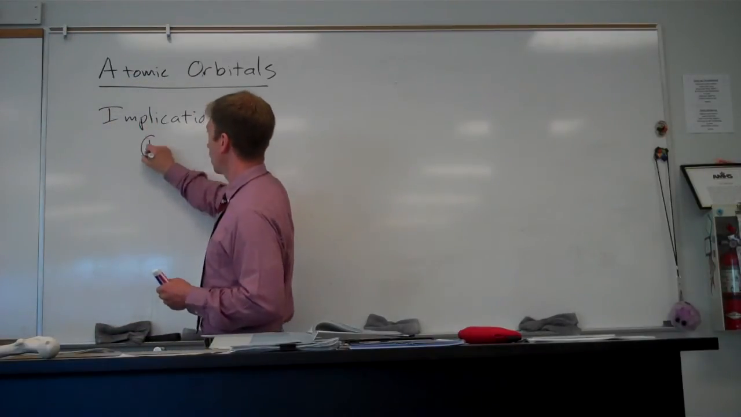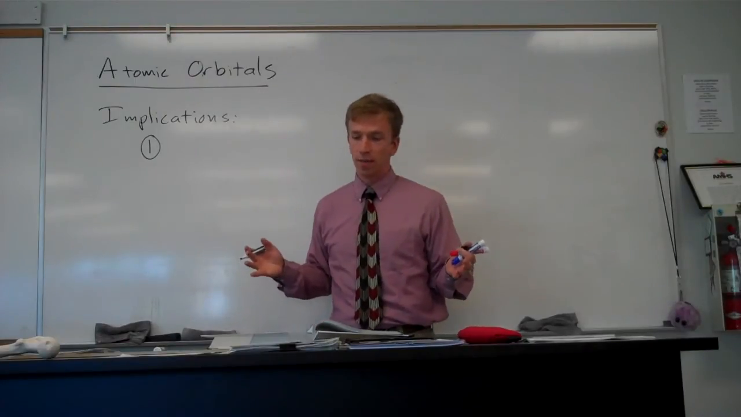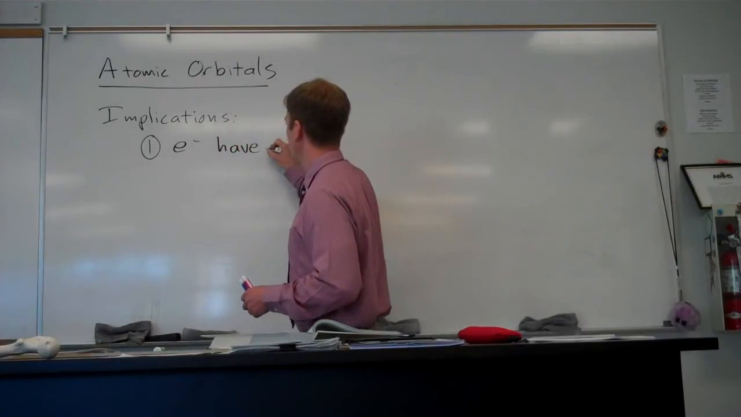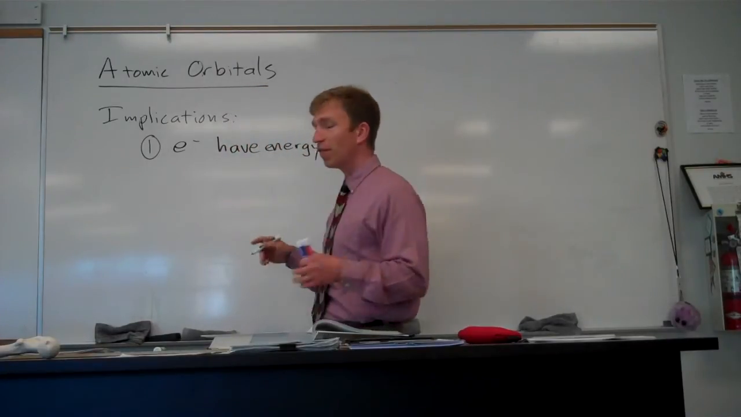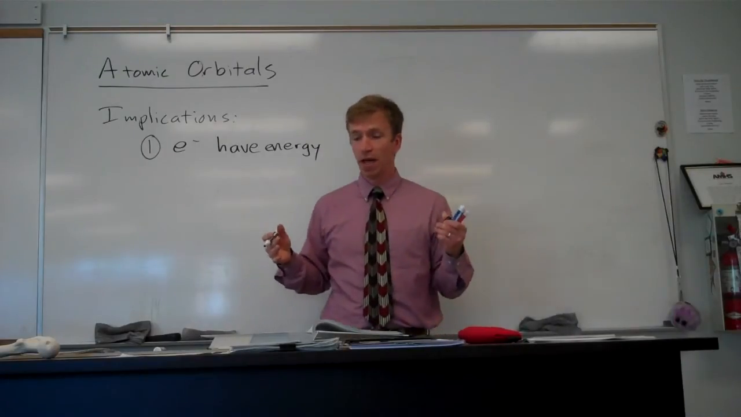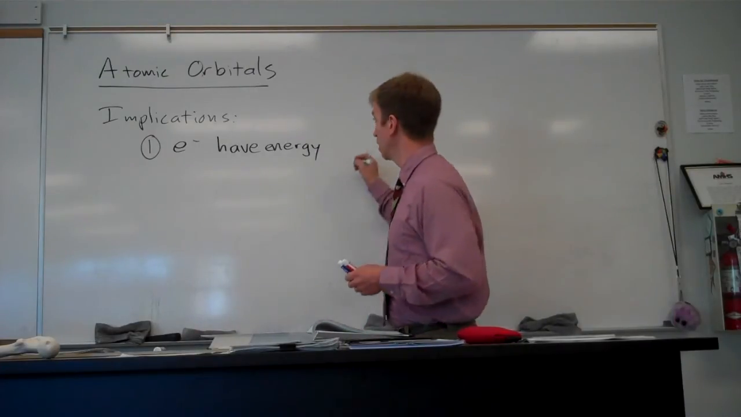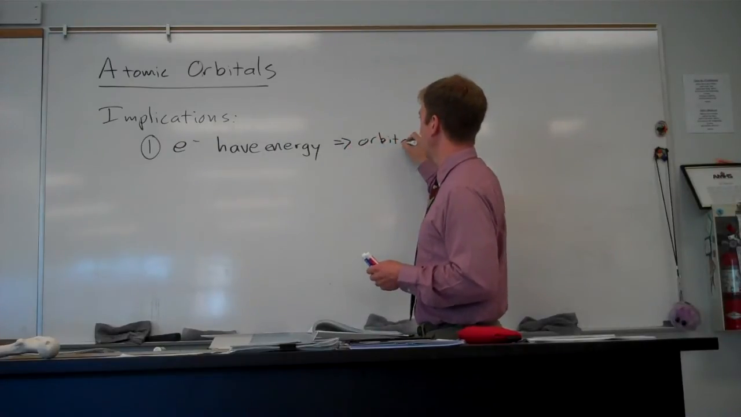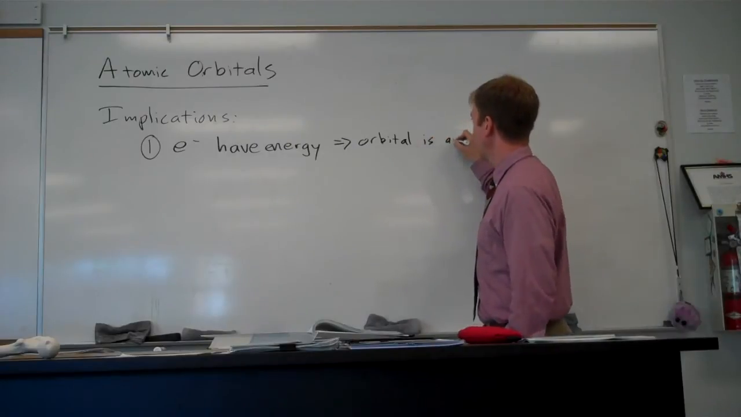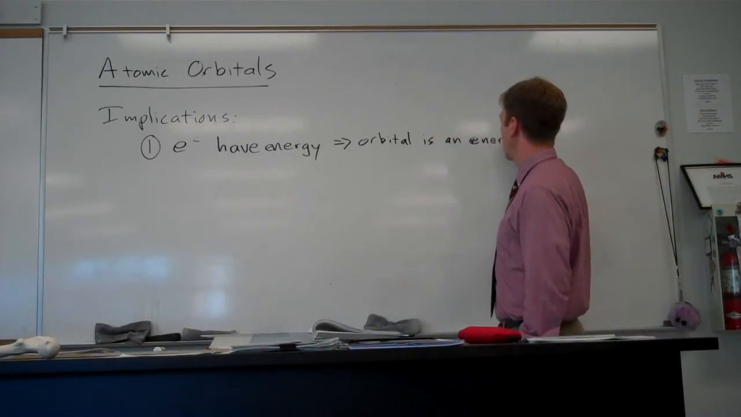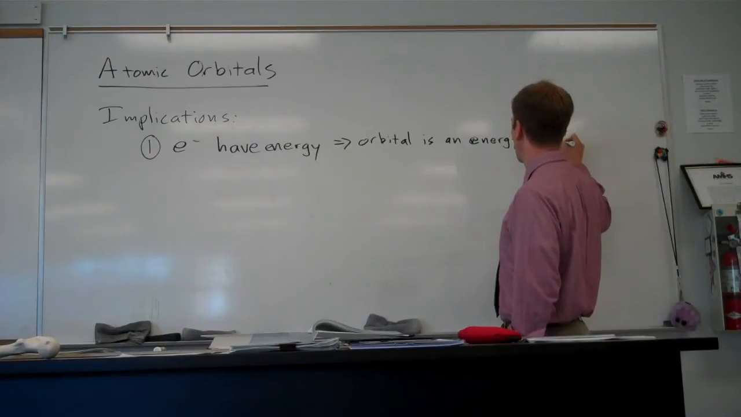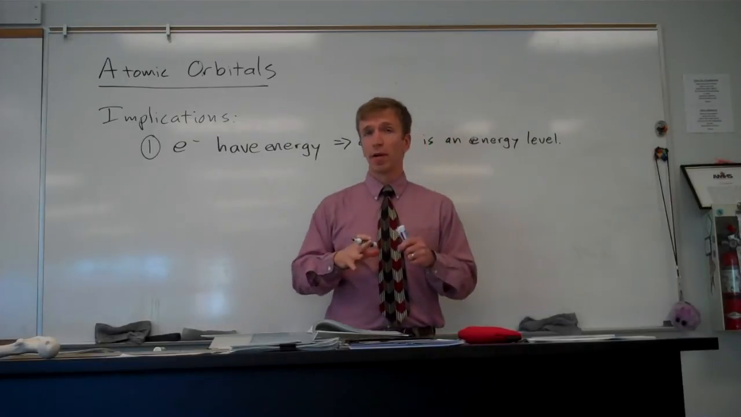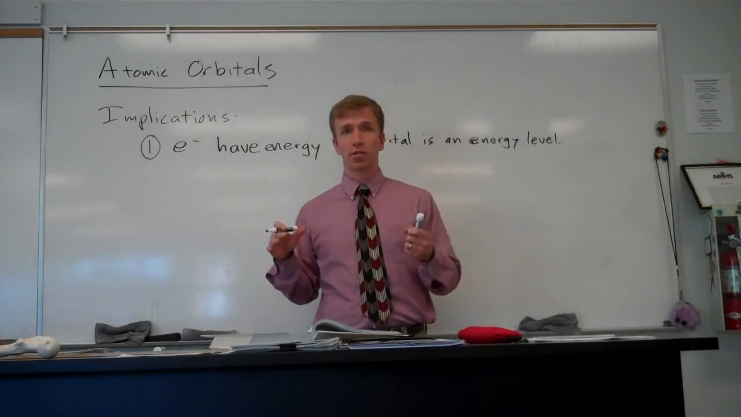So, there are a few implications. The first implication is that electrons have energy. Every electron has energy. The amount of energy determines a little bit about where it is. So sometimes that means that we say an orbital is an energy level. In other words, lower orbitals closer to the nucleus have electrons with lower energy, and orbitals that are further away, that are larger, have electrons with greater energy.